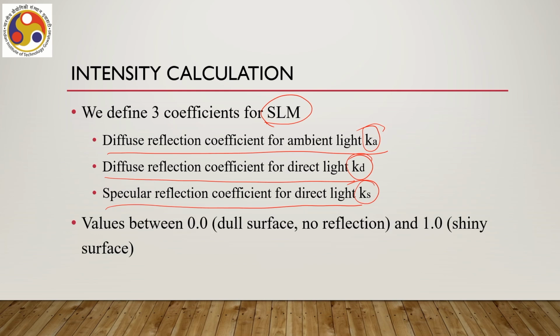Now, the values of each of these reflectivity or reflection coefficients vary between 0.0 to 1.0, that is, if the value is close to 0, then it represents a dull surface, no reflection, most of the light gets absorbed by the surface, and if it is close to 1, that means shiny mirror like surface, all light gets reflected. So, if we want to generate different effects between dull and shiny surfaces, we can vary these coefficients accordingly.